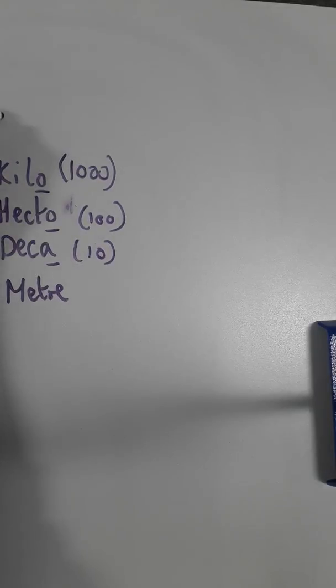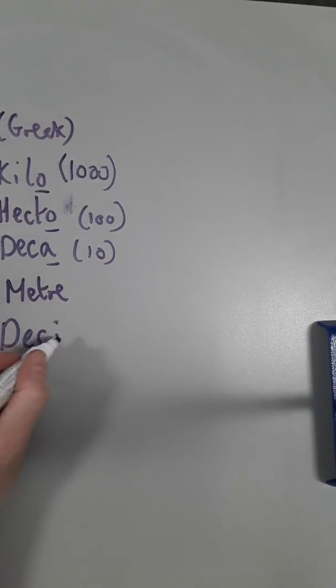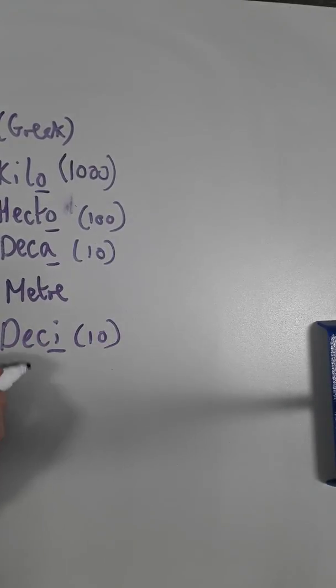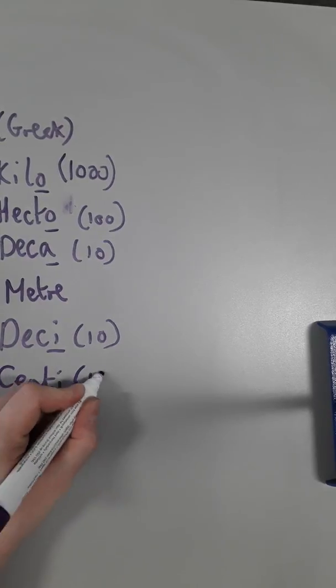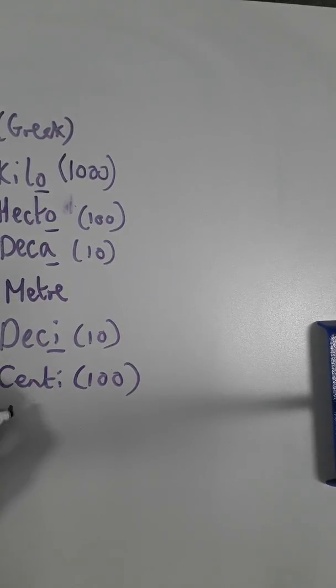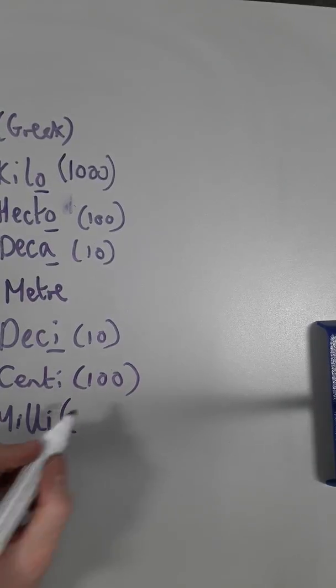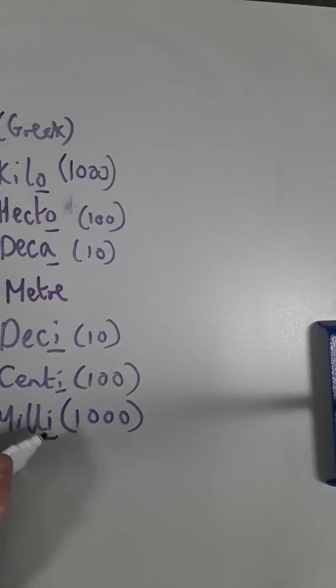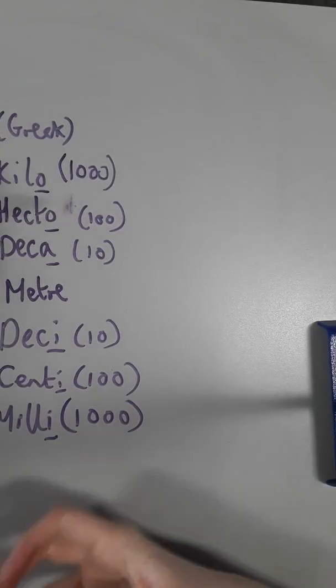So this is going to be Greek, and then we've got Latin to make it smaller. So deci, that means we've got our metre split into 10, and that's why there's an I. Then we have deci, then it's centi, which is 100, and then we have milli, which means dividing it into 1,000. So the I means into, you're dividing it, whereas that A or O means lots of.